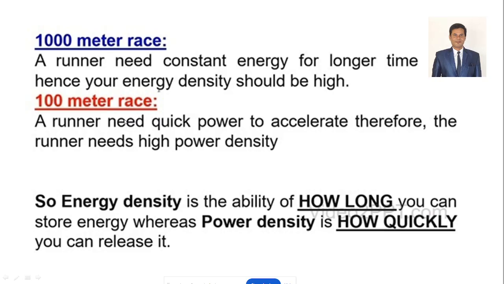But in the case of power densities, you require high power, meaning a very fast and quick response of power to accelerate particular systems. Therefore, the runner needs a very high power density, where the power can be delivered very quickly in a fraction of a span, with a lower energy density. When you talk about high power density, the lower energy density will be there. So energy density is the ability of how long you can store the energy, whereas power density is how quickly you can release it.